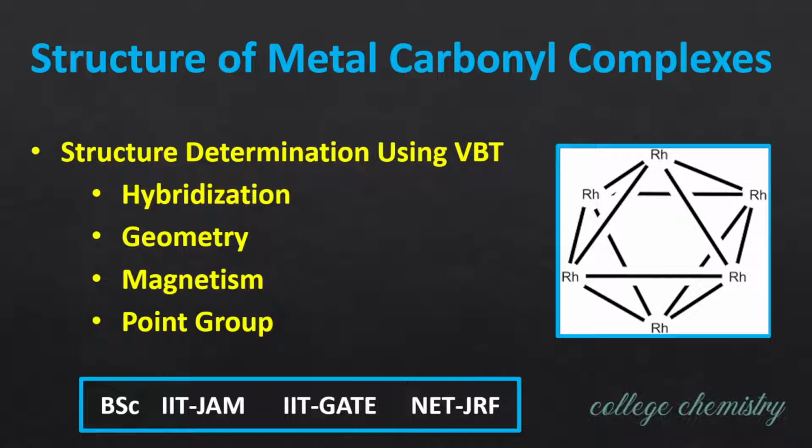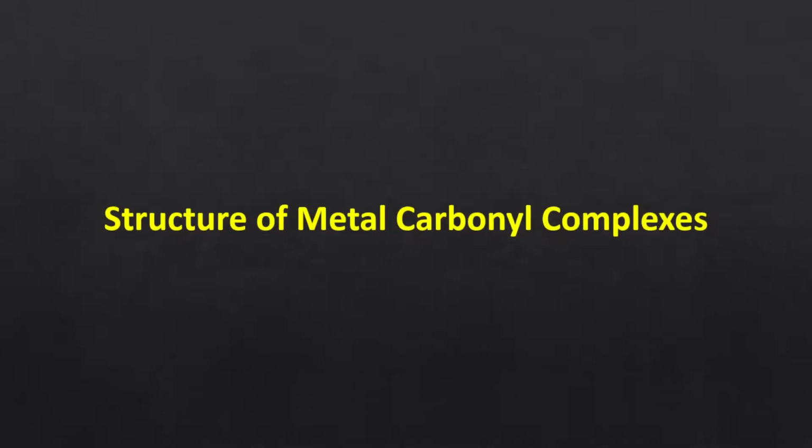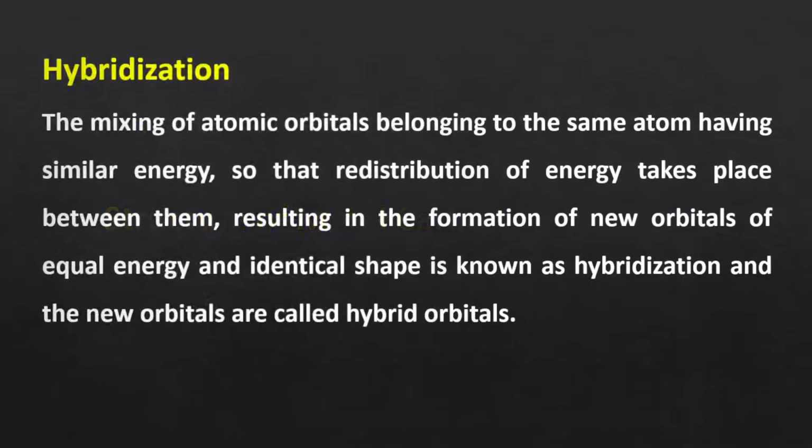Let's get started. We can describe the structure of metal carbonyl complexes with the help of valence bond theory. Before moving to discuss the structure of metal carbonyl complexes, first understand the concept of hybridization. It is a mixing of atomic orbitals belonging to the same atom having similar energy, so that redistribution of energy takes place between them, resulting in the formation of new orbitals of equal energy and identical shape, known as hybridization. And the new orbitals are called hybrid orbitals.